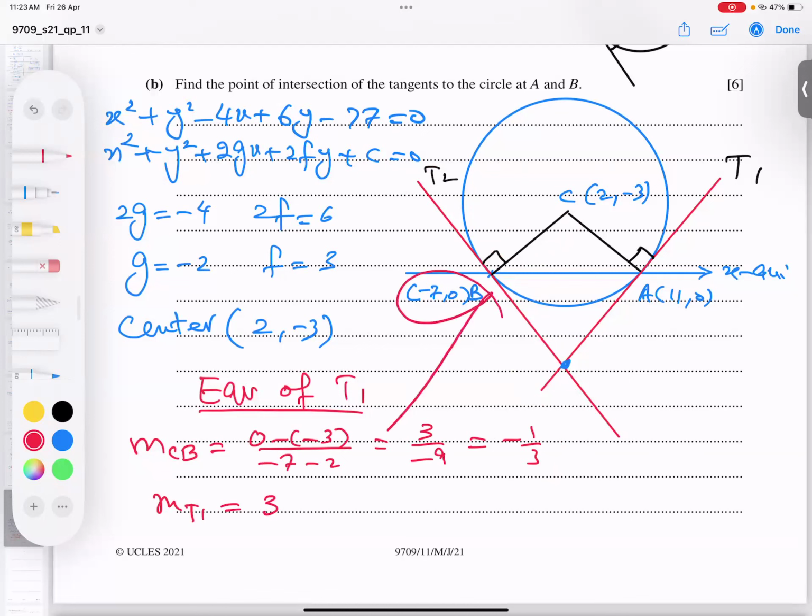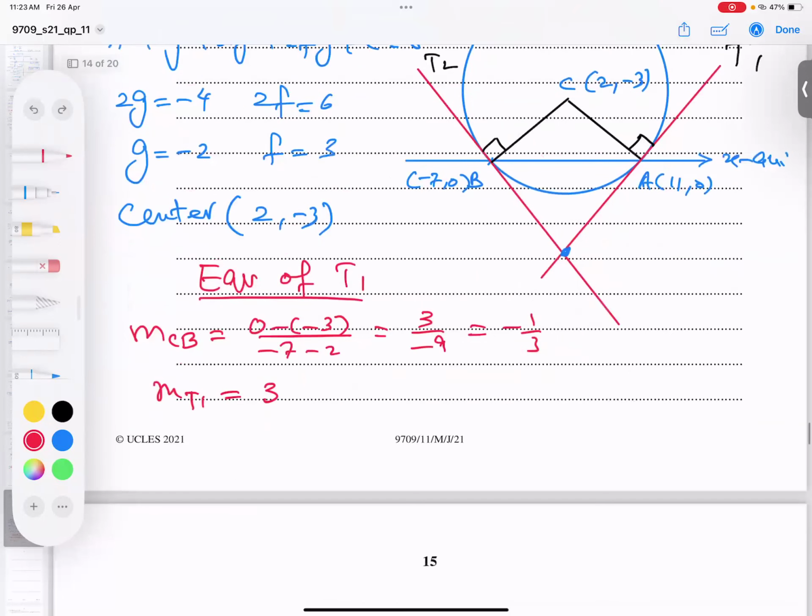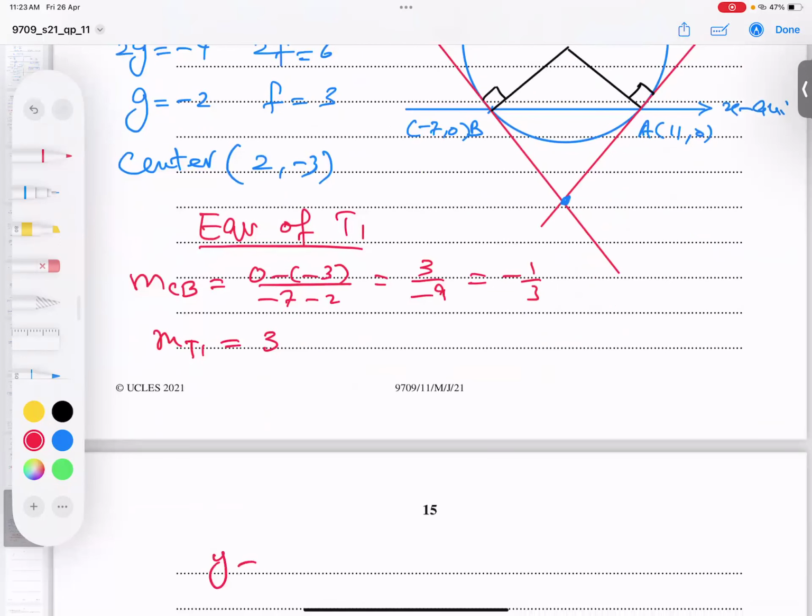So the point is available, the gradient is available, so I can find it. Y minus y1, which is 0, equals m times x minus this one. So finally, I get y equals 3x plus 21. Equation number 1 done.